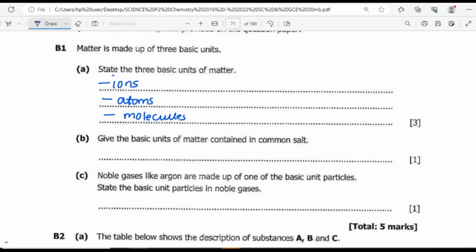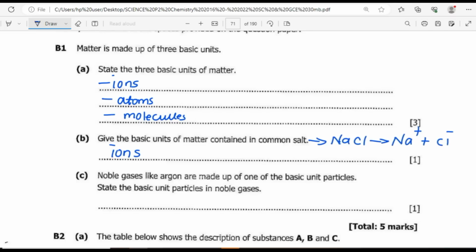Then give the basic units of matter contained in common salt. In common salt, we have sodium chloride. If we break this compound, it will give us two ions: the sodium plus ion and the chloride ion. Since these are ions, the basic units of matter contained in common salt are ions.